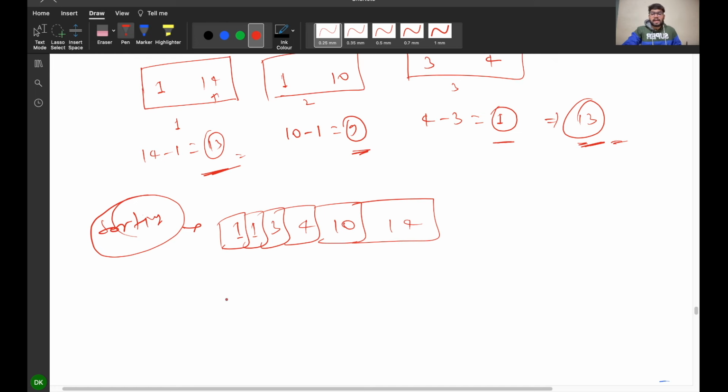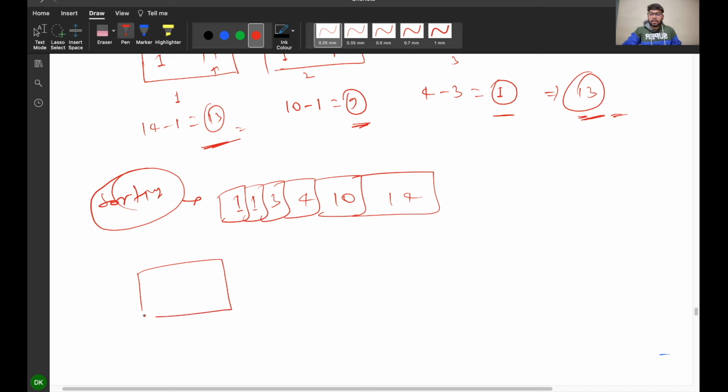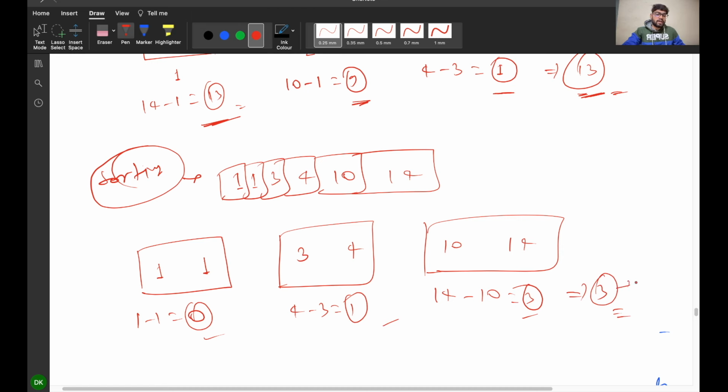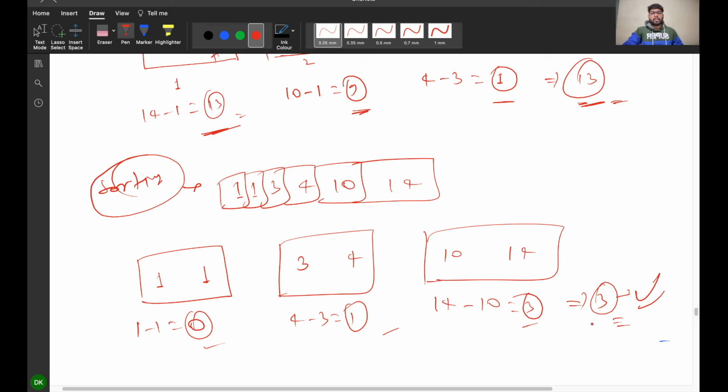Again, analyzing this pattern in the sorted manner, I have 3 buses. First I place the first person and the second person, and the waiting time is 0. Again, placing the third person and the fourth person, and the waiting time is 4 minus 3 is 1. Again, the second last person and the last person, and the maximum waiting time is 3. So what is the maximum waiting time among these? That is 3, and this is our final answer. Now, manually, we are able to find that the answer is 3.